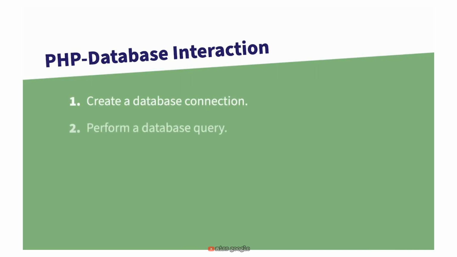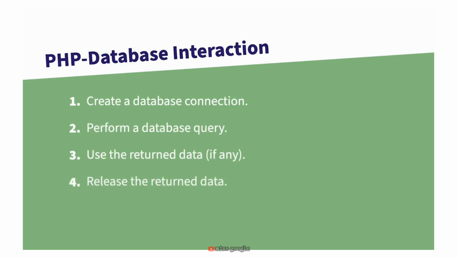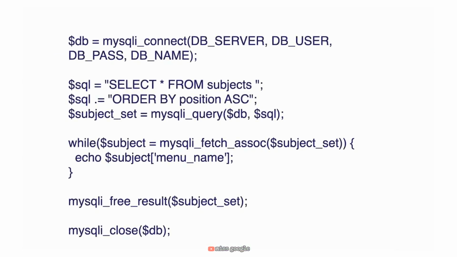After we have a connection, we can perform a database query, we can use the data returned by that query, if any, and then finally release the returned data when we're done with it. That frees up memory. And then when we're done with all of it, we can close the database connection at the end. Steps 1 and 5 are performed only once per PHP script. Steps 2, 3, and 4 can be performed one or multiple times. Let's look at it in PHP code.